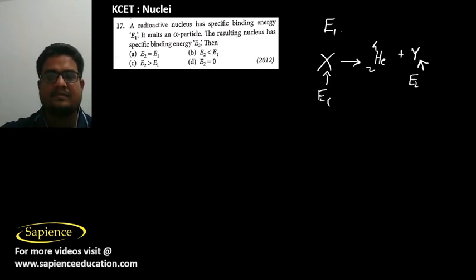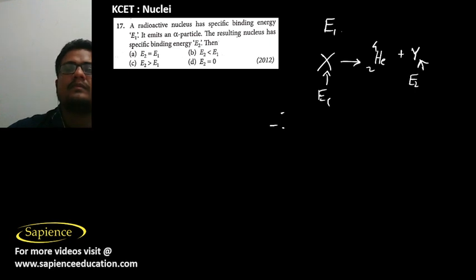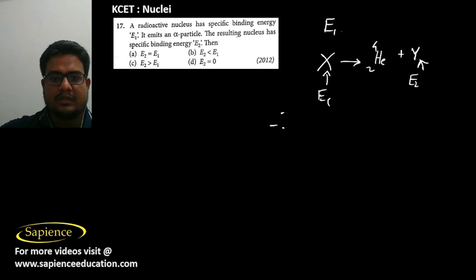So a less stable nucleus will undergo disintegration and it will form a more stable nucleus. So a more stable nucleus is formed. That means that E2 will be greater than E1. So option C is the correct answer.